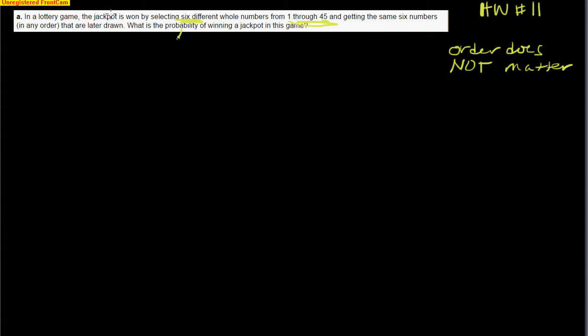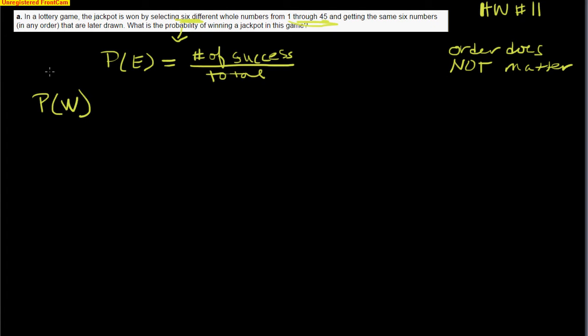But because this is a probability question, I'll throw this at the top. We know the probability of an event is the number of successes over the total possible outcomes. In this case, we want to find the probability of winning. Again, in a problem like this, the numerator is pretty easy to find. There is only one winning lottery ticket. There's only one way to win.